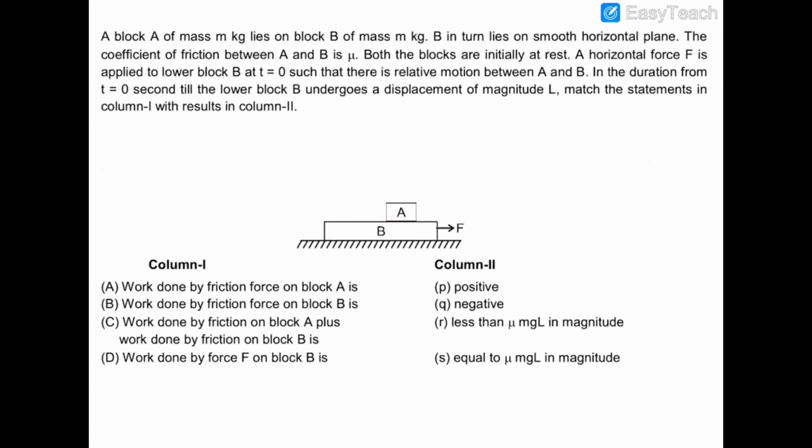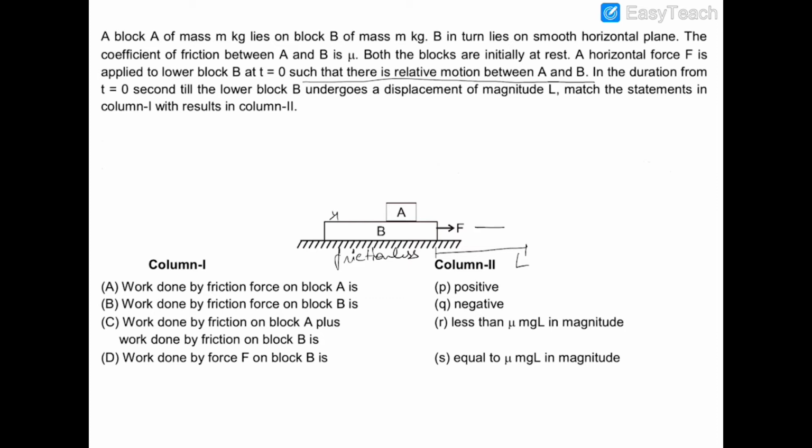In this question, the system is shown in the figure, and the friction coefficient between the blocks is mu, but this floor is frictionless, and the force F is being applied on the lower block. The mass of these two blocks are same, and the upper block slips over the lower block. It is given in the question that there is a relative motion between A and B. So in some duration of time, this lower block moves a distance of L in the forward direction, and we need to match the following options correctly.